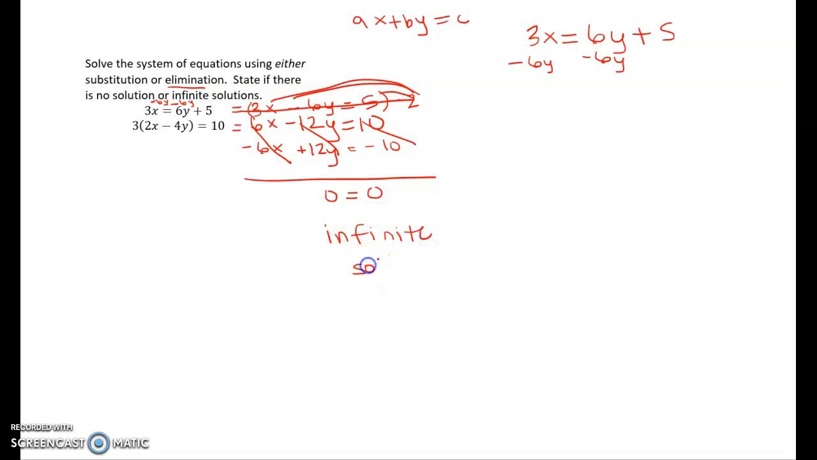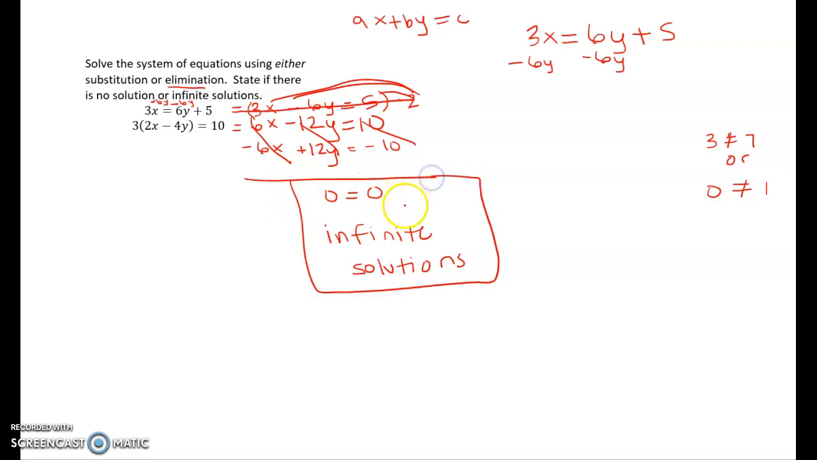We might be thinking, oh, this is no solution, but no solution is if you had something like 3 equals 7, which is not true. Or if you had 0 equals 1, which is not true. So when a statement comes out not true, that's when it's no solution. But in the case of this one, since it was 0 equals 0, which is true, it's going to be infinitely many solutions.